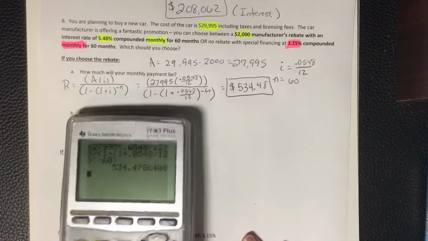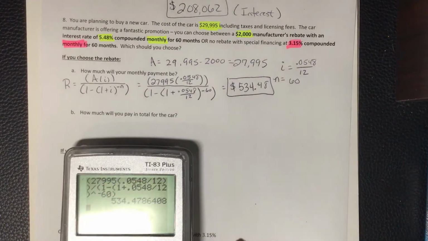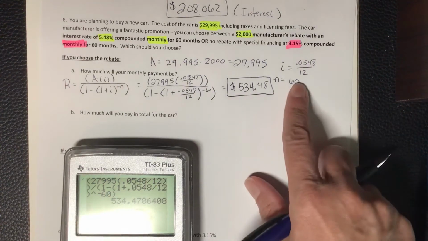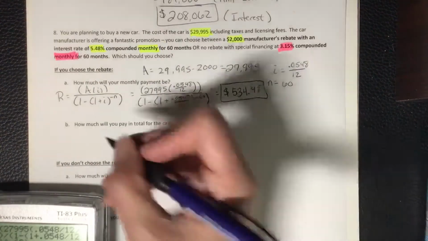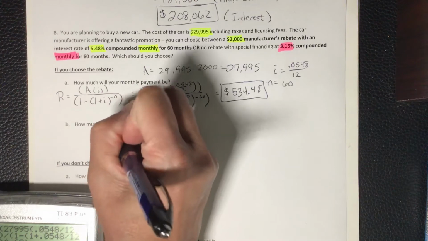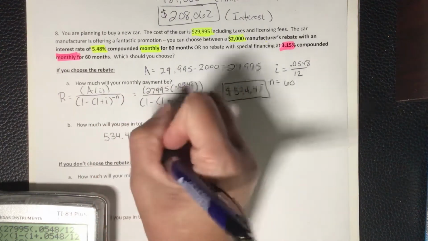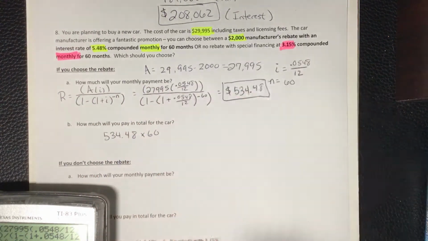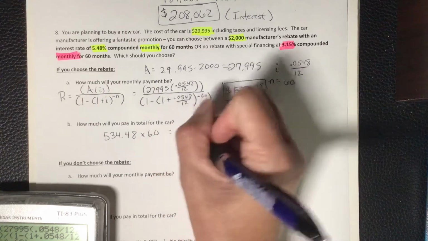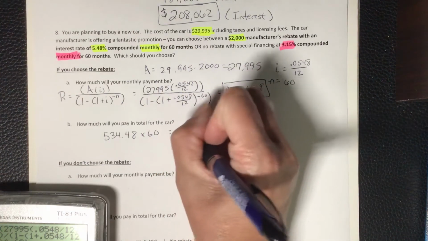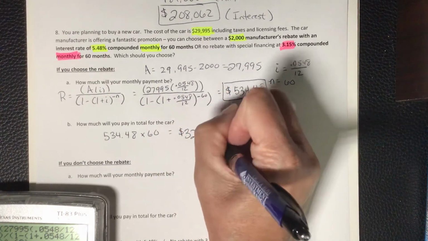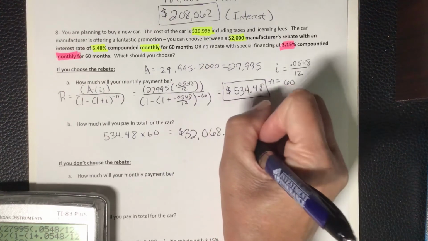All right, so part B says, how much will you pay in total for the car? Well, you're going to pay this a total of 60 times. So I just need to take $534.48, and I need to multiply it by 60. Okay, so in total, with interest, you're going to pay $32,068.80.